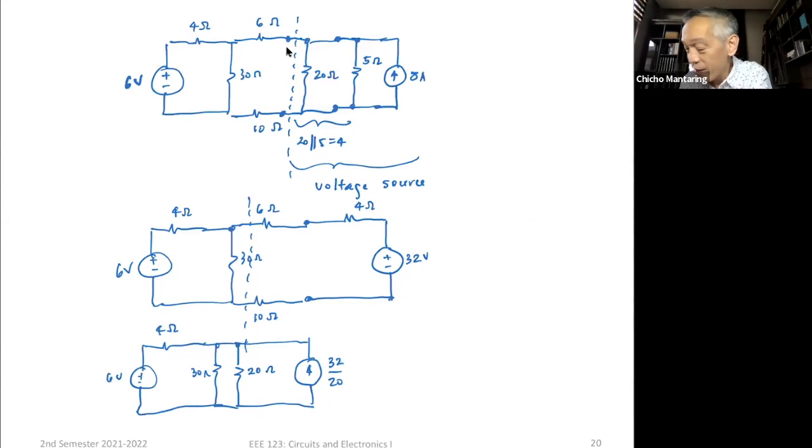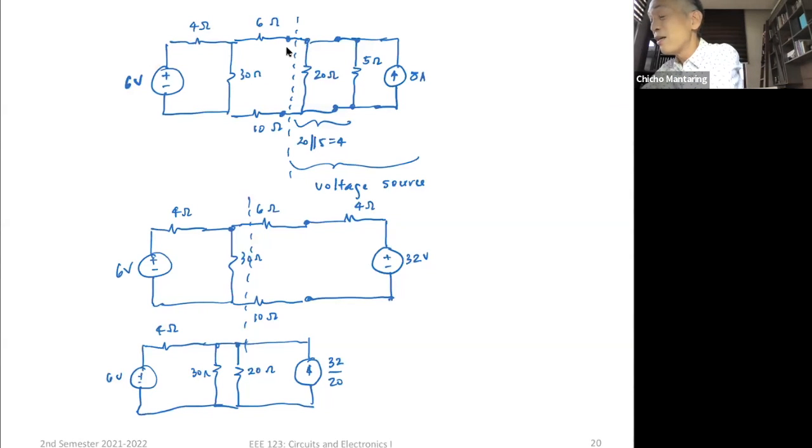Okay, so itong dalawa ngayon nakaparallel. Okay, ano yung magiging parallel combination nitong dalawa? 30 ohms and 20 ohms. That will be 12 ohms. No? This is 12 ohms.